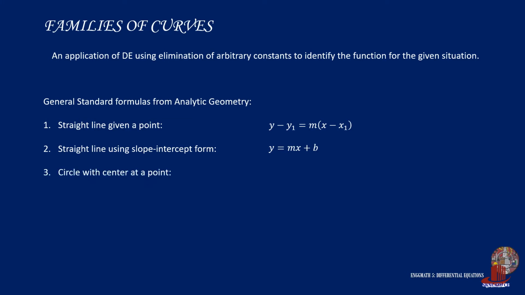For a circle with center at a given point, the solution comes from (x minus h) squared plus (y minus k) squared is equal to r squared, while a horizontal parabola takes the function y squared is equal to 4ax, and a vertical parabola will work with x squared is equal to 4ay. These are just a few standard functions for different curves which one is expected to understand from analytic geometry.